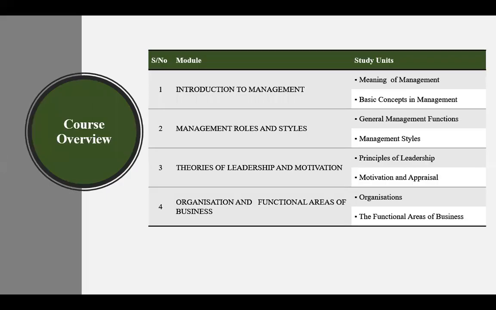Then I want to give you the overview of this course. Like I told you earlier, it has a narrow course content. You can see it has only 4 modules. Each module has 2 study units. So if we want to finish the course today, we can. We can spend like 4 hours, 1 hour for each of the modules, and we are done.